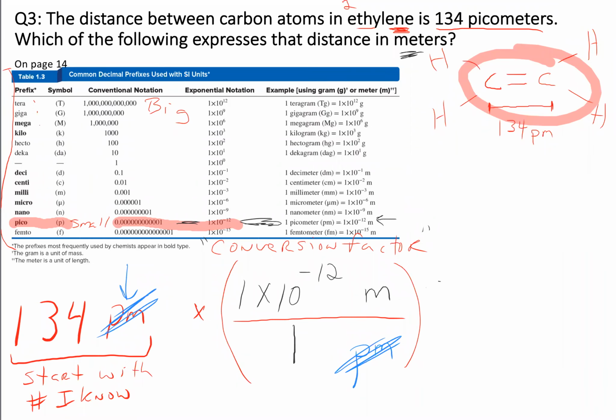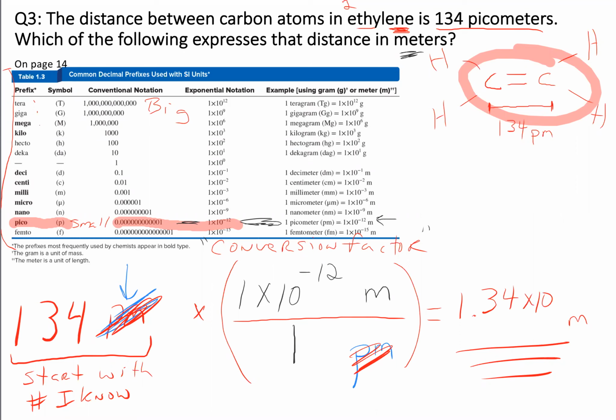So by carefully crafting our conversion factor, I can cancel out my undesired unit of picometers and be left with meters after I do my math. And that's what I'm going to do. So if I multiply those numbers, I'll end up getting 1.34 times 10 to the minus 10th in meters. And that'll end up being my answer, okay?